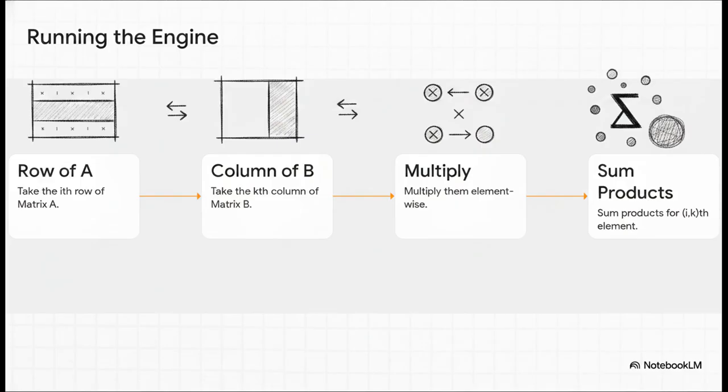But once that rule is met, how does the engine actually run? Well, we use this really tactile row-by-column process. To find a single element in our new product matrix, let's say the element in the ith row and kth column, you literally grab that entire ith row from the first matrix and the entire kth column from the second matrix. You match them up element by element, multiply those pairs together, and then just add up all the resulting products. It's a very dynamic sweeping motion. You go across the row of the first and down the column of the second.